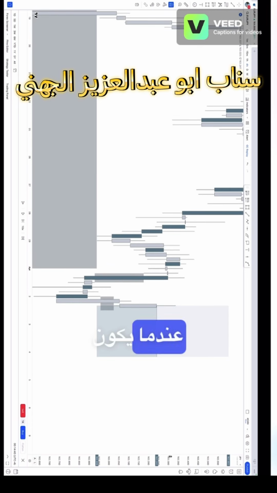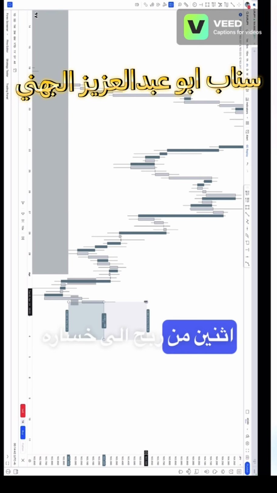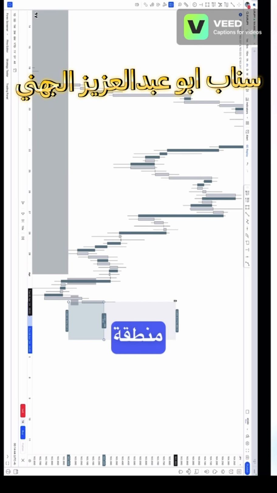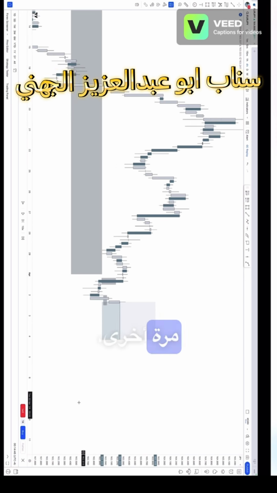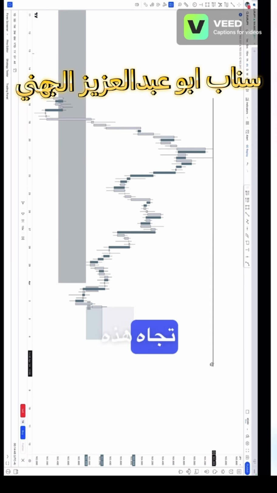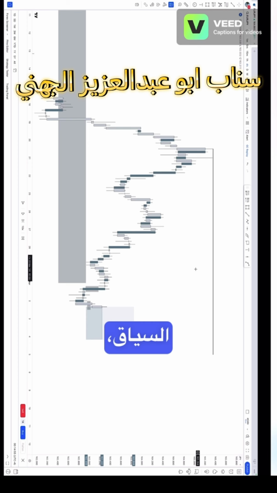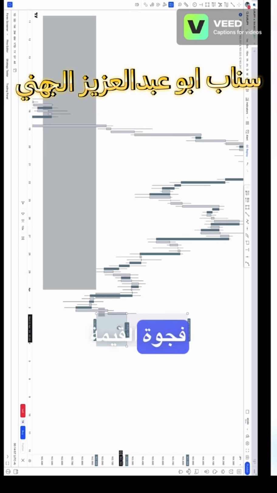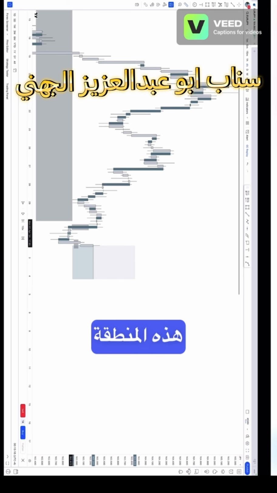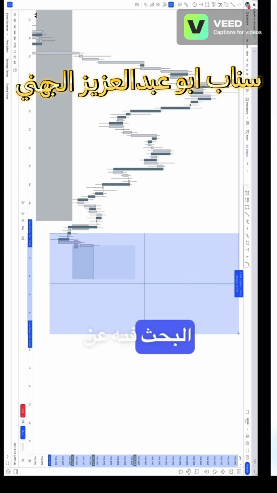Now I do this when a 1 to 2 RR is available right here inside the context area. So what is the context area again? It's from this discount rate towards this premium rate. When a 1 to 2 RR is easily achievable within the context area, entering on the fair value gap creation itself is perfectly fine. So as you can see, this whole area is where I want to potentially look for entries.